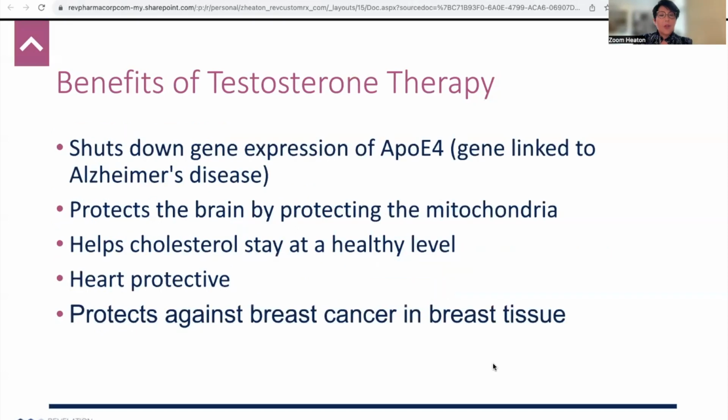And some other wonderful benefits: it shuts down gene expression of ApoE4, and that is the gene that is linked to Alzheimer's disease. It protects the brain by protecting the mitochondria, and the mitochondria is the powerhouse of our cells. It helps cholesterol stay at a healthy level. It is very heart protective, and it protects against breast cancer in breast tissue.